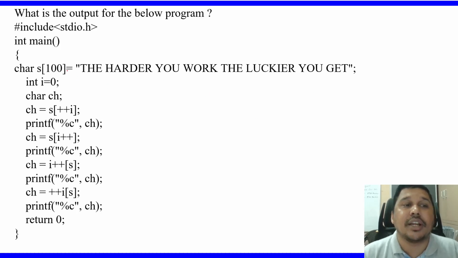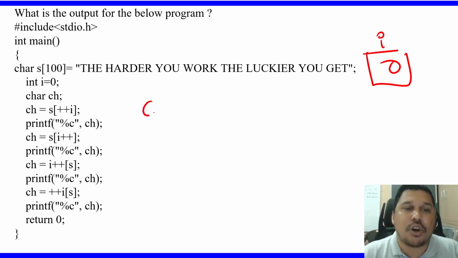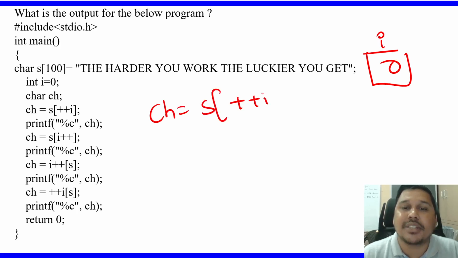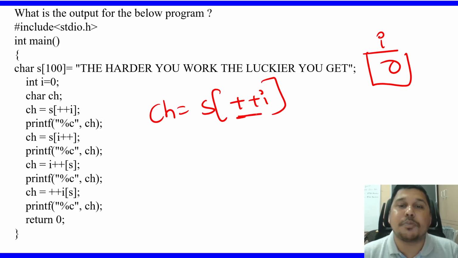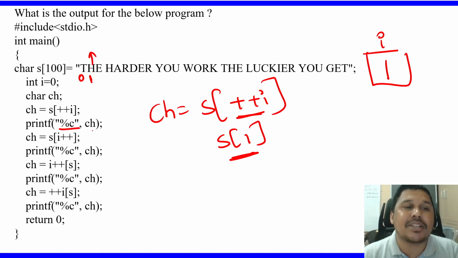Okay, so there is a string, s of 100, which contains a lengthy string. The harder you work, the luckier you get. Okay, i is 0, the i value is 0 in the memory. Then ch equal to s of ++i. Okay, this is pre-increment, I have to increment, so i becomes 1 in this case. So this is s of 1. What is the s of 1 character? That is H. This is 0, this is 1. So ch is assigned H and I am printing %c, ch. So H comes in the output.